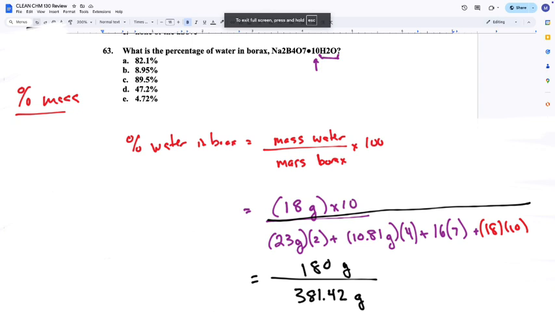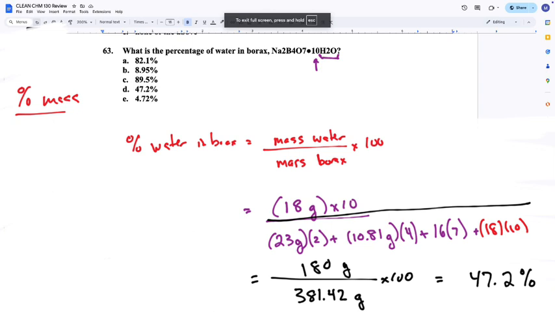Officially, and I always forget to deal with it, you have to drop in that times 100%. So 180 divided by 381.42 times 100 is 47.2%. Okay. At this point, we're relying on one person's numbers behind those calculations. Ideally, somebody else confirms so that we actually know that those numbers are correct.